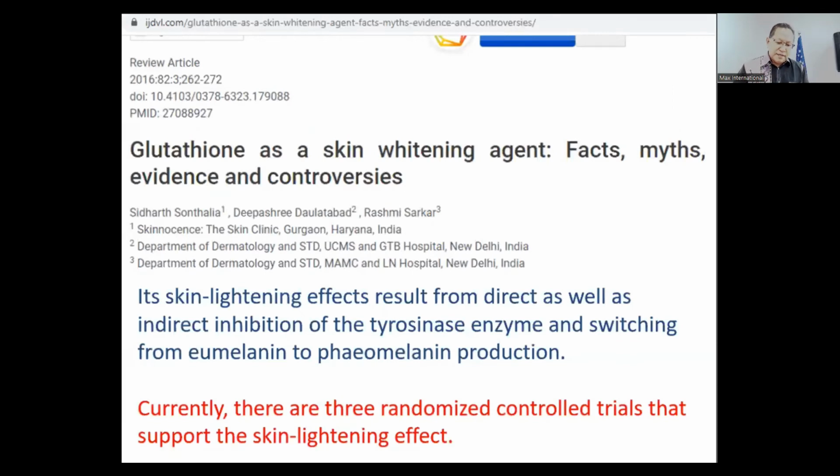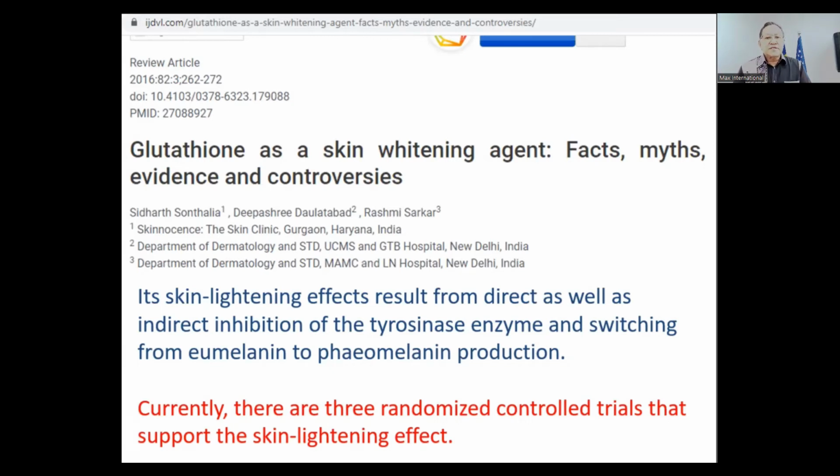Next, young girls and nowadays young boys also want to whiten their skin using glutathione, and for many years glutathione supplements have been used for skin whitening. So what are the facts, the myths, and the evidence about glutathione and skin whitening?